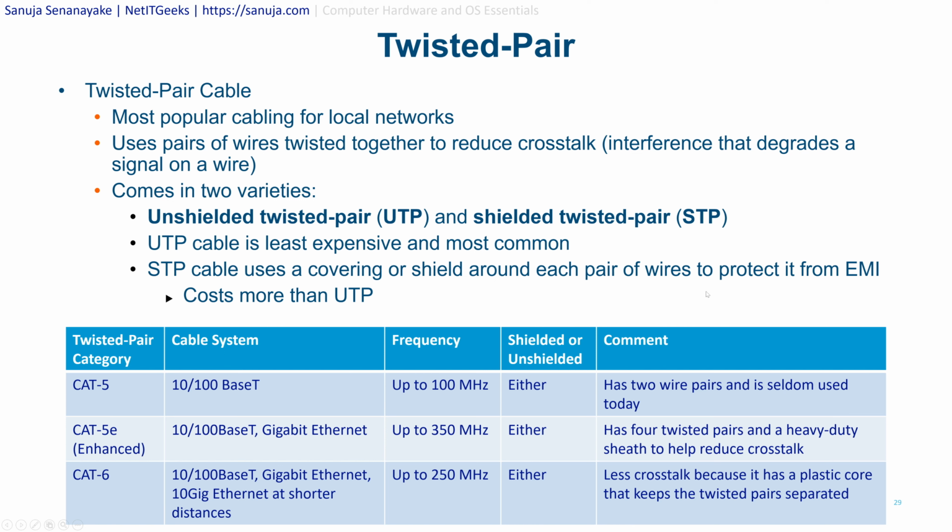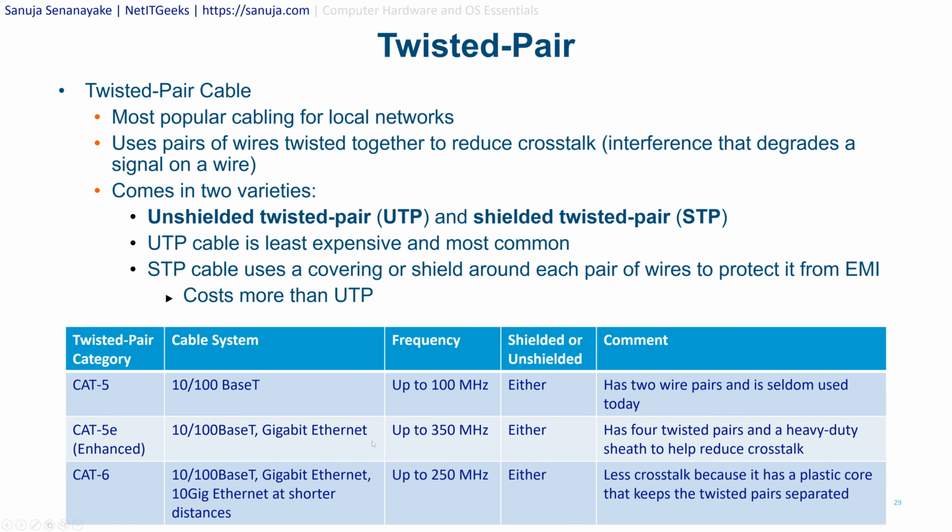And here is a table of twisted pair category, cable system, frequency associated with it, and whether it's shielded or not, and some associated information with it. And for your A+ certification exam, yes, I would actually learn about these items or memorize this table for your exams and quizzes, because this is a very important concept in network systems that you need to understand even when you are trying to troubleshoot systems, right?